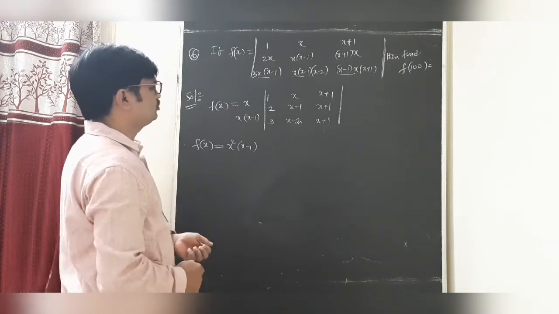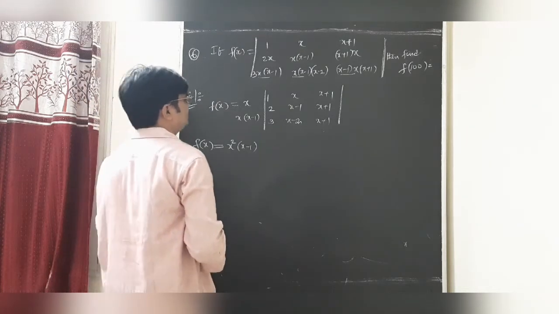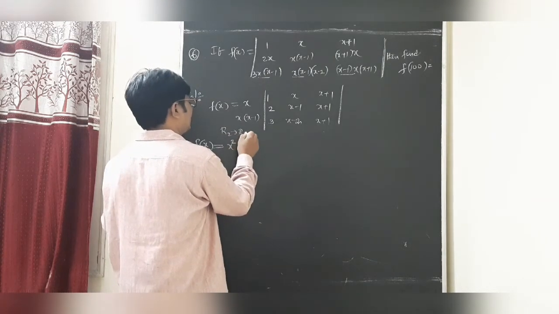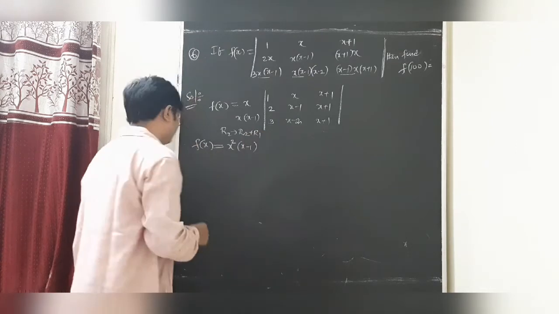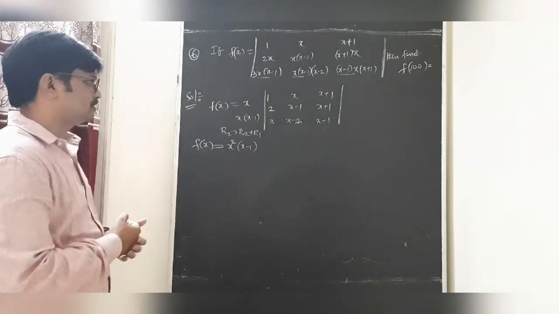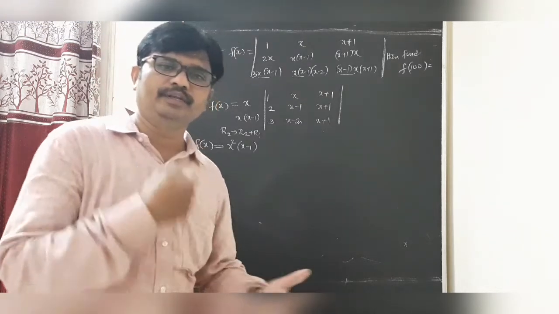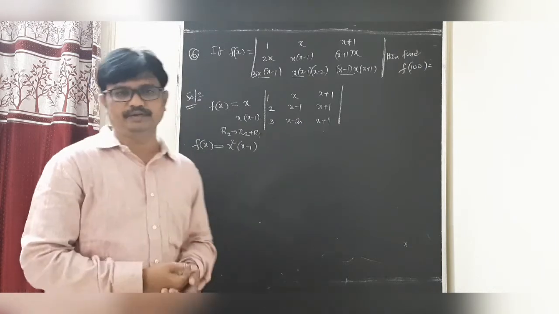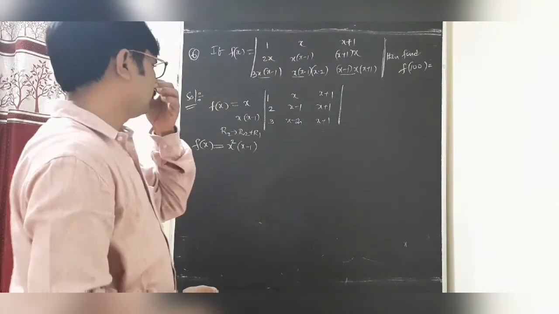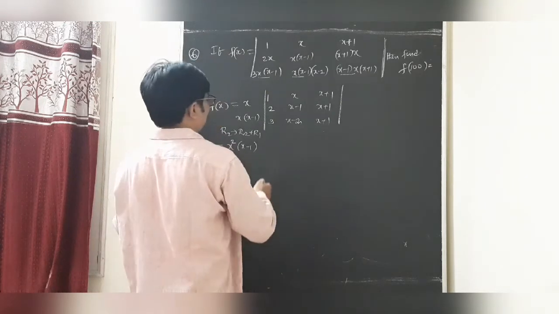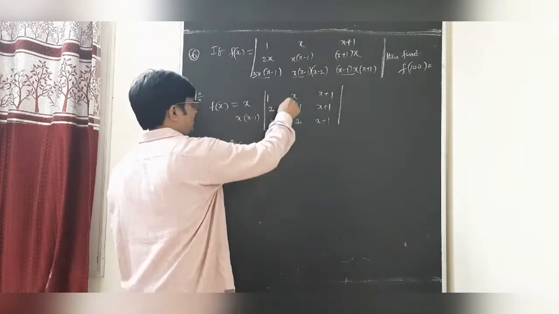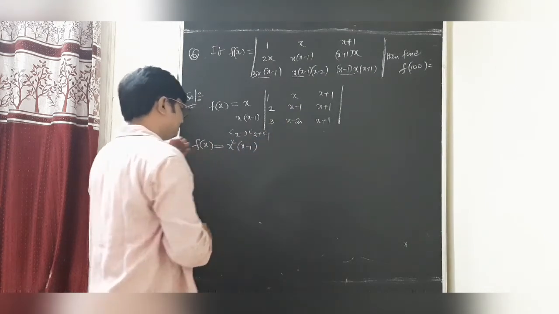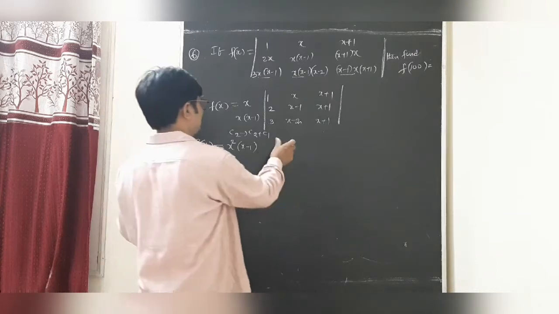What we observed here is that R2 can be written as R2 plus R1, or R1 is replaced by R1 plus R2. That is no problem at all. Sorry students, it is column operations: C2 is replaced by C2 plus C1.